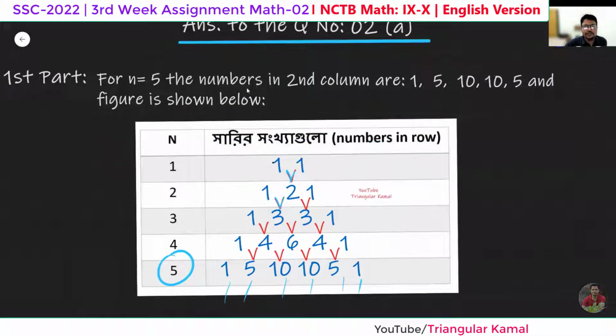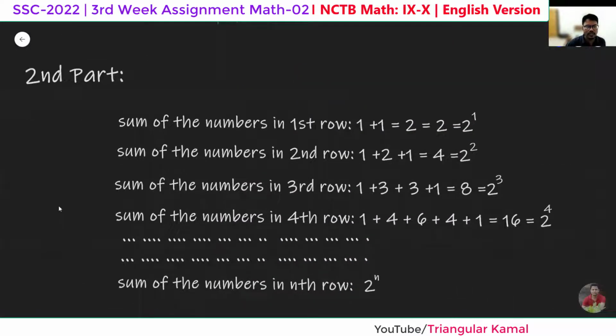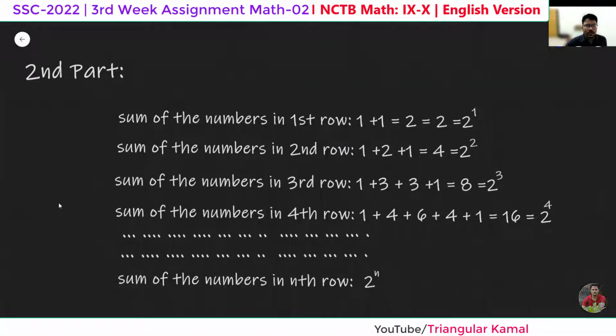For n equals 5, the numbers in the row are 1, 5, 10, 10, 5, 1. If we do this one, you will get 1 mark. Now the second part, another question: some of the numbers follow the 2 to the power n formula, so what will be their sum?